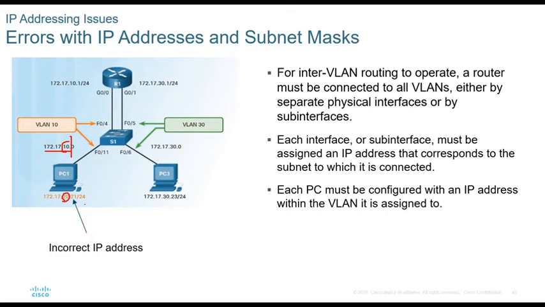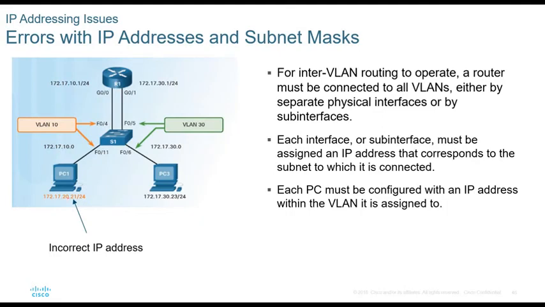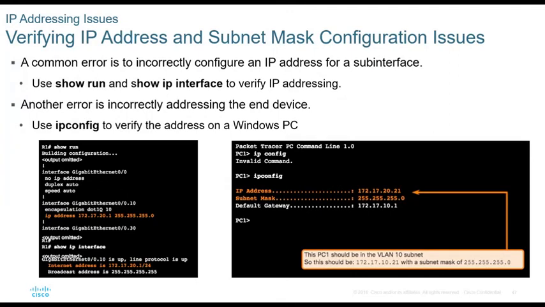So, 20.0 network ito, whereas the network is supposed to be 10.0 network. Alright? So, ano yung papalitan natin dito? So, we need to change the IP address of PC1 to 10.21. So, ganun lang siya. That's how you troubleshoot and correct the problem. Okay? So, to verify IP address and subnet mask configuration issues, of course, we have the show run. Walang kamatayang show run.